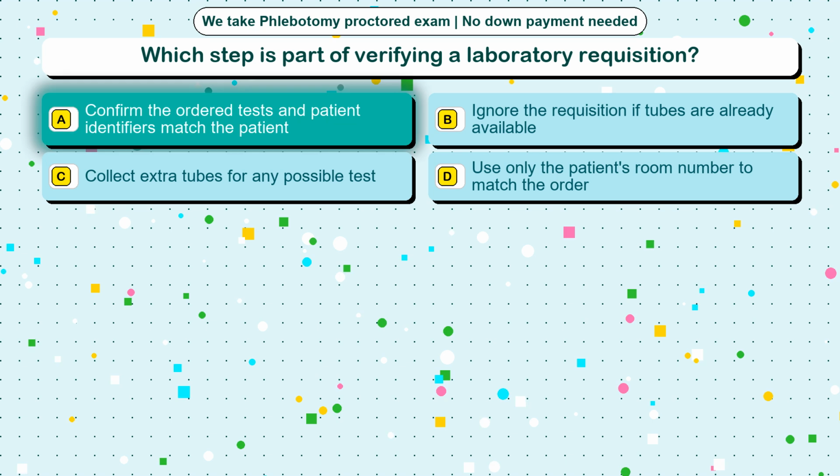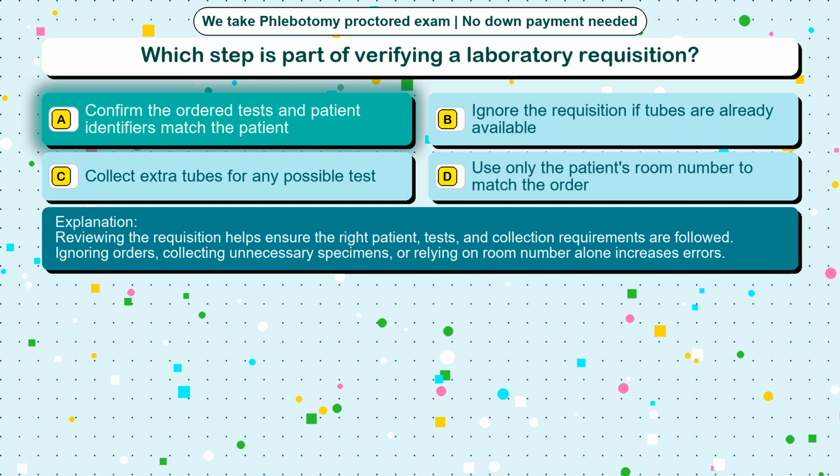The correct answer is option A. Confirm the ordered tests and patient identifiers match the patient. Reviewing the requisition helps ensure the right patient, tests, and collection requirements are followed. Ignoring orders, collecting unnecessary specimens, or relying on room number alone increases errors.